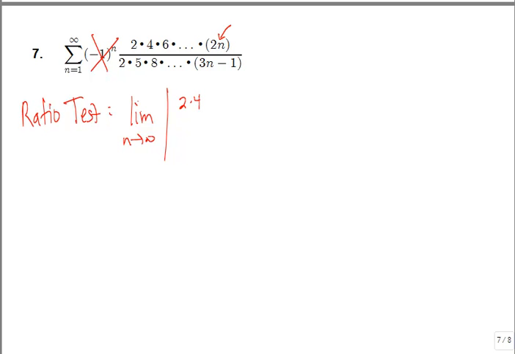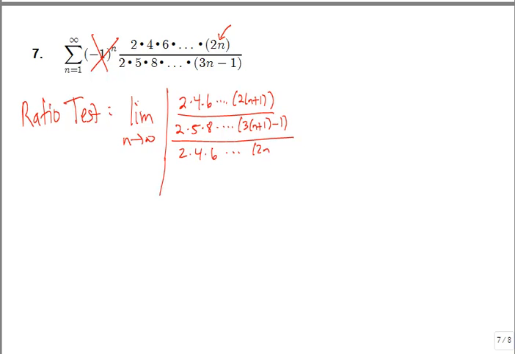So I'm going to take this on top and I'm going to plug in an n plus 1 right there. So this will be 2 times 4 times 6 up to 2 times n plus 1, like that. Use parentheses there. And then on the bottom, 2 times 5 times 8 and so on, up to 3 times n plus 1 minus 1. And then we're going to have just this whole thing on the bottom. So I'm going to multiply by the reciprocal and clean some things up. So I'm going to take all of this and flip it over.